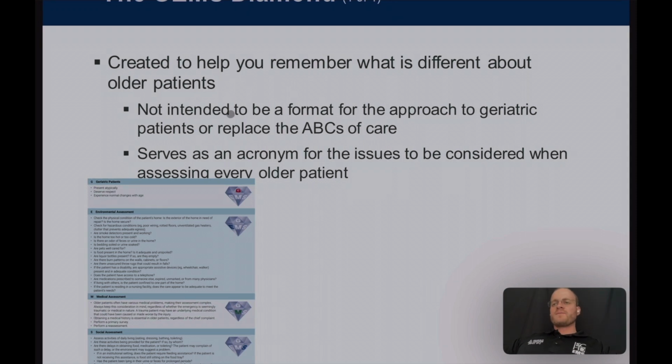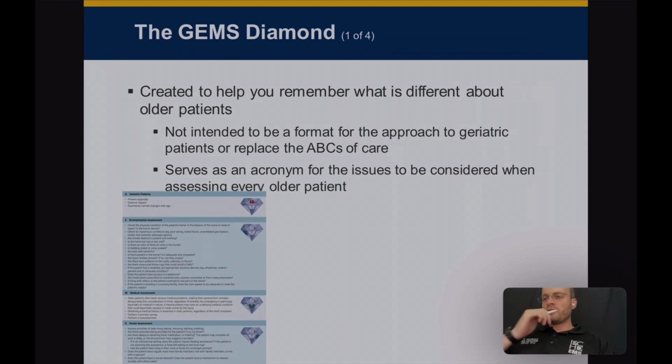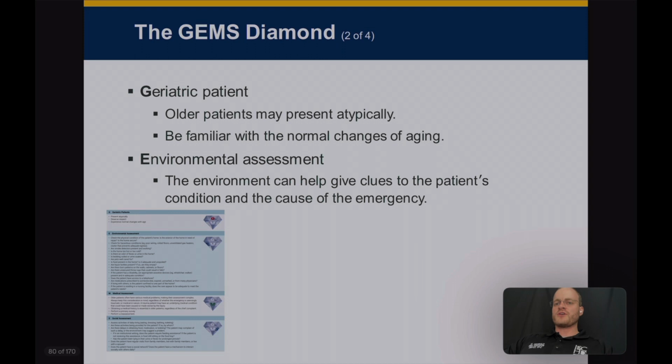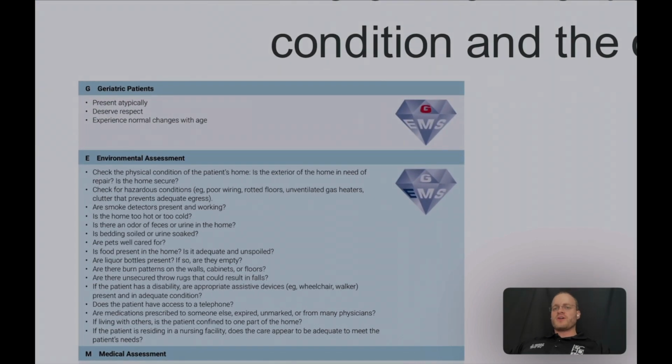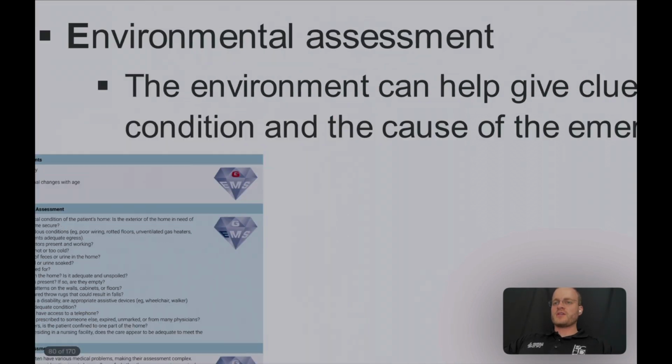Basically, this GEMS diamond was created to help you remember what is different about older patients. It's not intended to be a format for the approach to geriatric patients or replace the ABCs of care, but it can serve as an acronym for the issues to be considered when assessing every old patient. The G is for geriatric patients. Older patients may present atypically. You should be familiar with the normal signs of aging. They deserve respect and they experience normal changes with age.